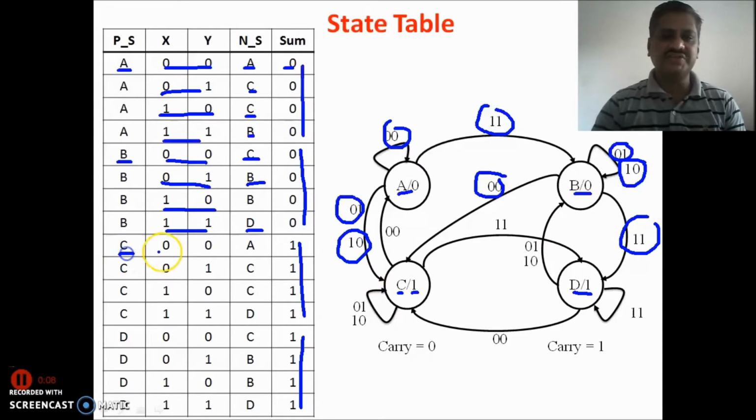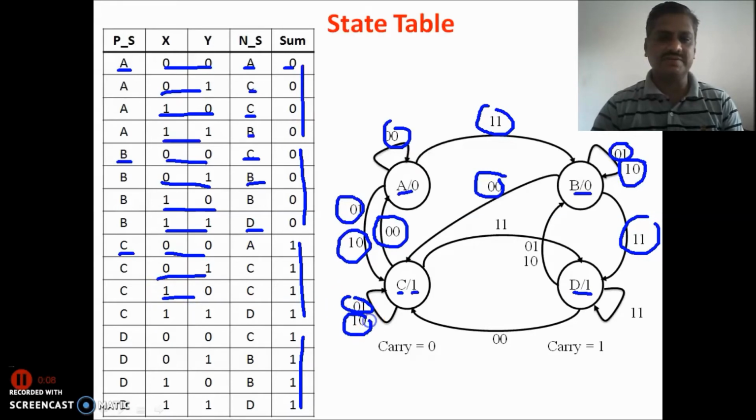Whenever we are in C state, for 0 0, next state is A. For 0 1, next state is C. For 1 0 again, next state will be C. For 1 1, next state will be D.